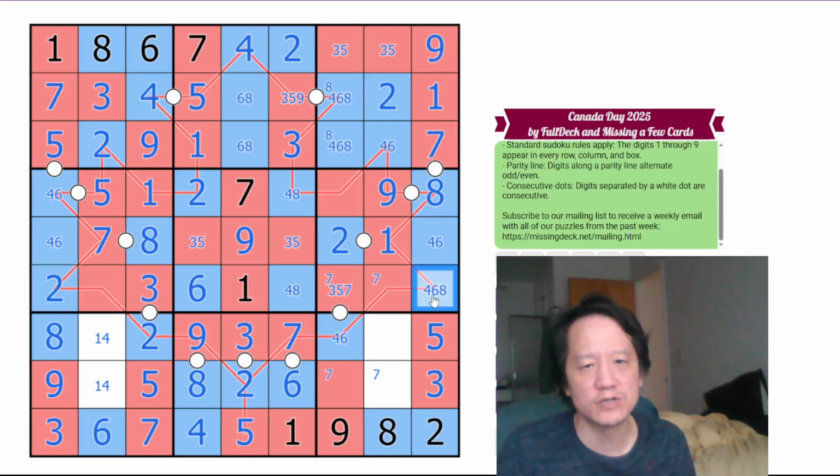Sorry, it can't be 6 or 8, so this is 4, which makes this 6. This 6 eliminates 6 here, so it's 4, which makes that 6. 8 eliminates 8 here, so that's 4 and 8. This can no longer be 3. This digit has to be a 9.